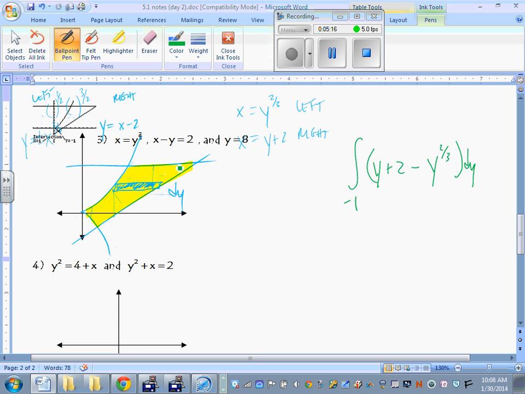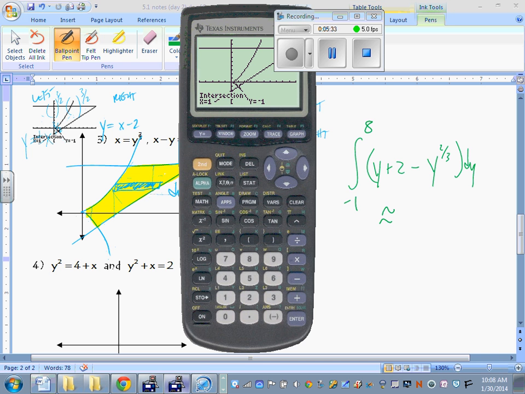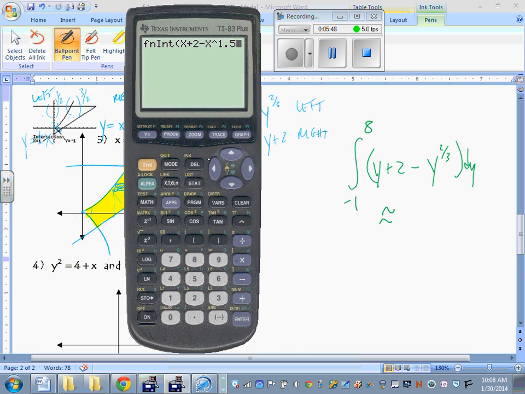Up here, what's our highest y value going to be? 8, right? We know it's this horizontal line where it intersects these, and that's going to be at 8. So we can put this in our calculator to evaluate the definite integral, and you should get about 29.7. Let's find out exactly. So math 9, we have y plus 2, I'm just going to do it x plus 2 minus x to the 1.5, comma x, comma -1, comma 8.